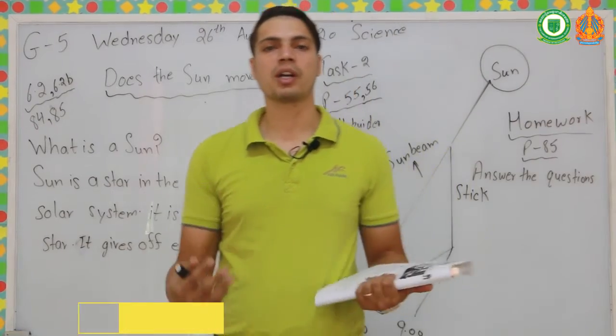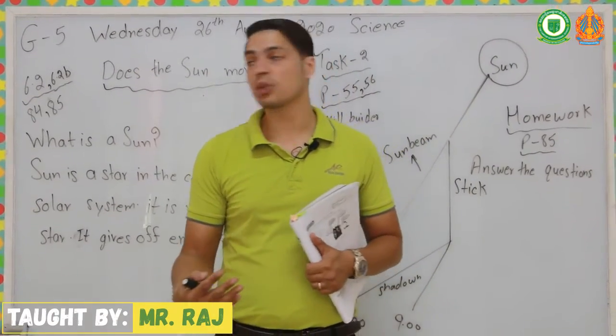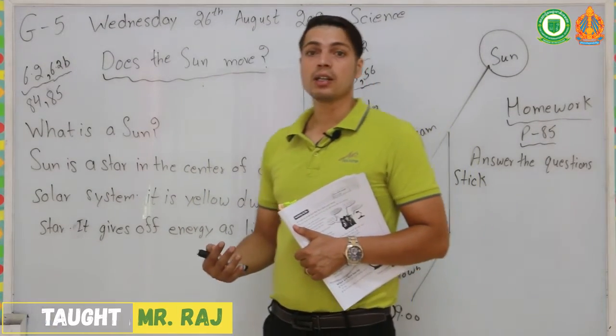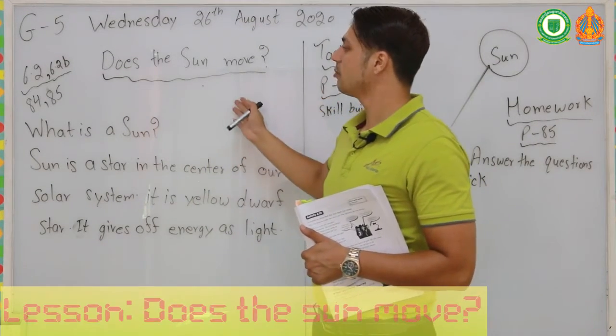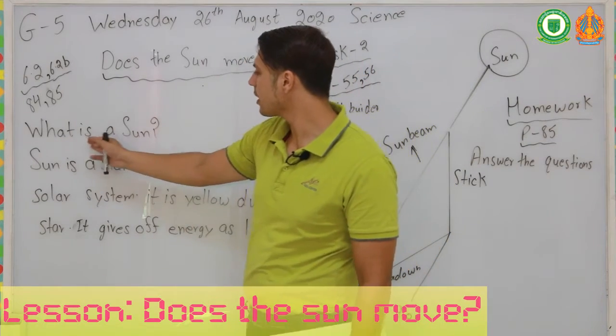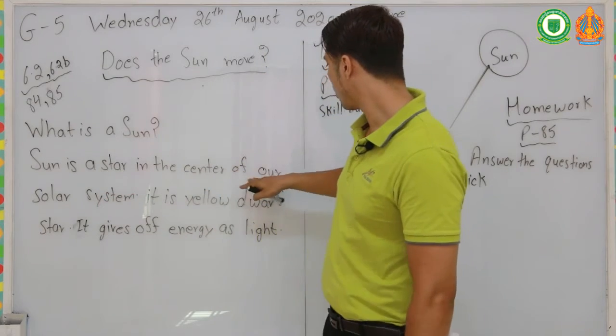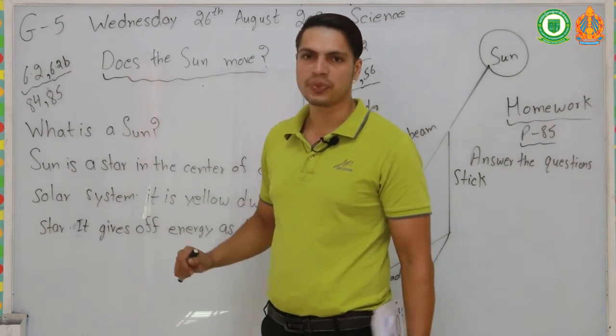Before I give you homework, I will explain one more time. Today we learned about: does the sun move? First we need to know what a sun is. So what is a sun? The sun is a star in the center of our solar system.